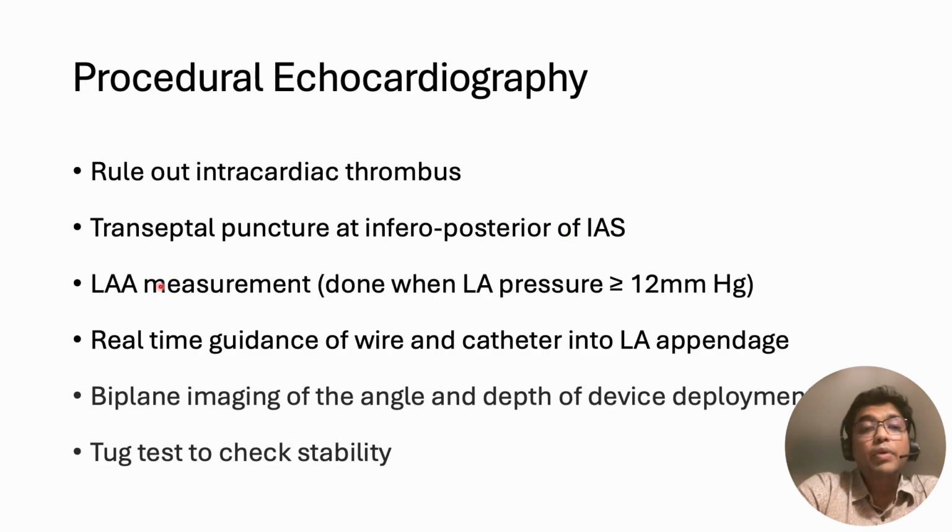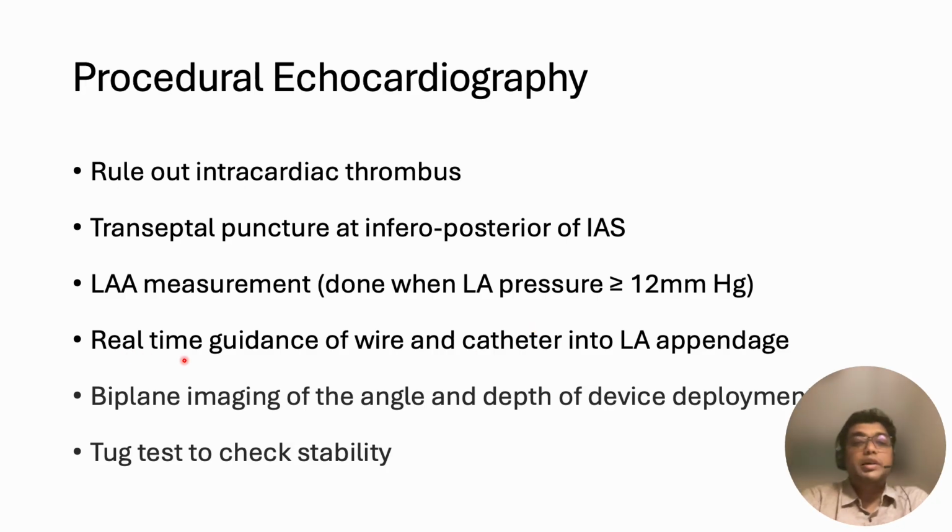Left atrial appendage measurement should be done, especially when left atrial pressure is more than or equal to 12 millimeters of mercury. Whenever you enter the left atrial cavity, any catheter placed in the left atrium will give you the pressure of the left atrium. If it is less than 12, then you'll have to infuse the patient with IV fluid, load the patient, so that your LA pressure will increase, and that will give you the adequate size of your left atrial appendage. Otherwise, your size may be underappreciated.